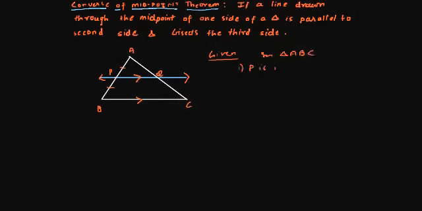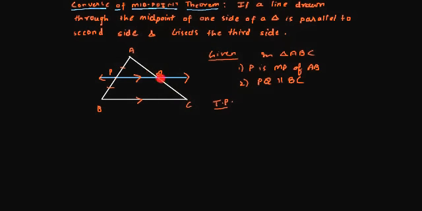P is midpoint of AB and PQ is parallel to BC. From that, what we can conclude by converse of midpoint theorem is that it will bisect the third side. A line passing through midpoint of one side parallel to second side will bisect the third side.